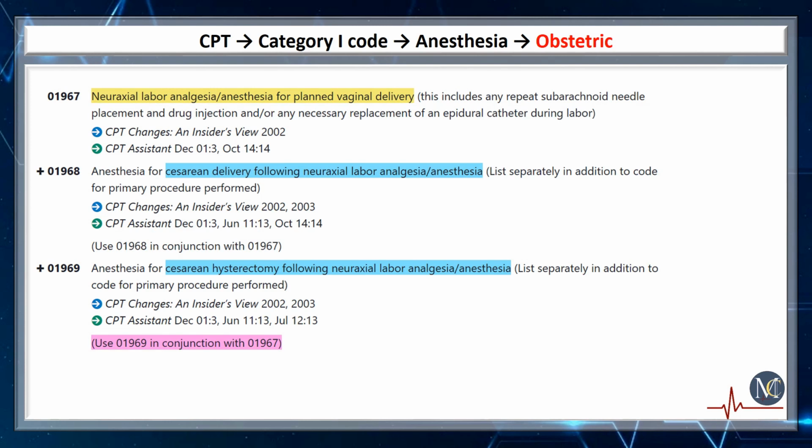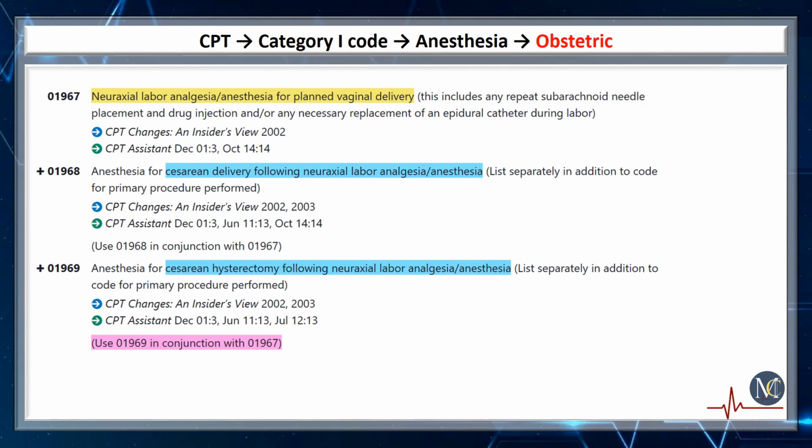Next code is 01967, neuraxial labor analgesia or anesthesia for planned vaginal delivery. This includes any repeat subarachnoid needle placement and drug injection and or any necessary replacement of an epidural catheter during labor. Neuraxial labor anesthesia is a method of pain relief used during childbirth, especially targeting the nerves in the neuraxis of the spine to block pain signals from reaching the brain.